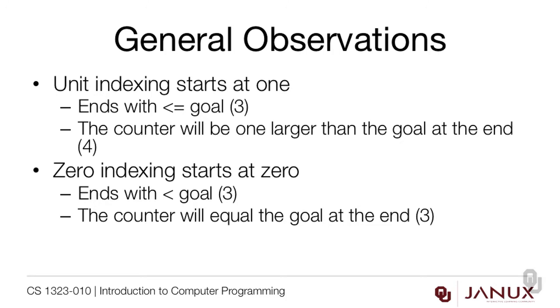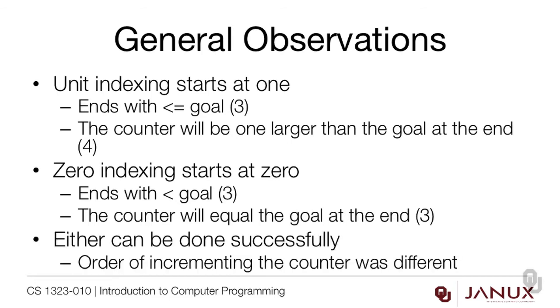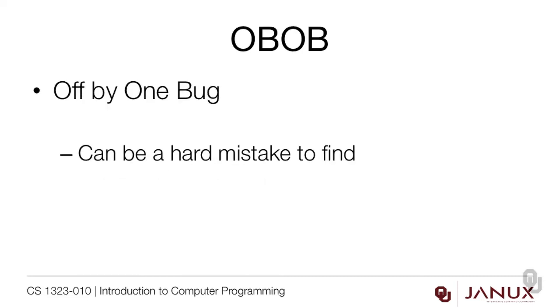Now with 0 indexing, we start at 0, and we end with less than the goal, which again was 3. But the counter equals the goal at the end. And so that's kind of a nice thing. This is one of the reasons that computer scientists tend to prefer 0 indexing over unit indexing. But I do want to point out that most loops can be done successfully either way. Also pay attention to the fact that we had to change the order of incrementing the counter. So you still have to pay attention to all those minute details that you're always watching for in loops.